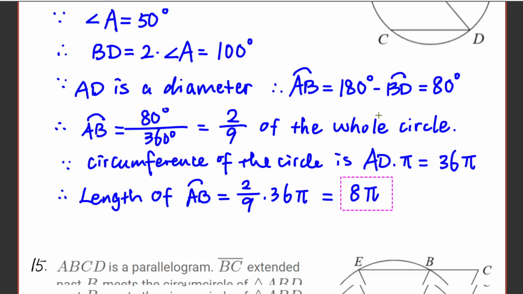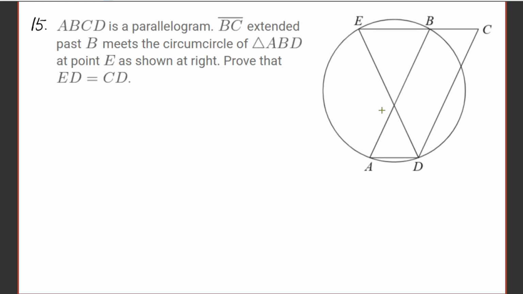All right, in that case, let's have a look at the next one if you don't have any questions. So here ABCD is a parallelogram. BC extended past B meets the circumcircle of triangle ABD at point E as shown at right. Can you prove ED equals CD?